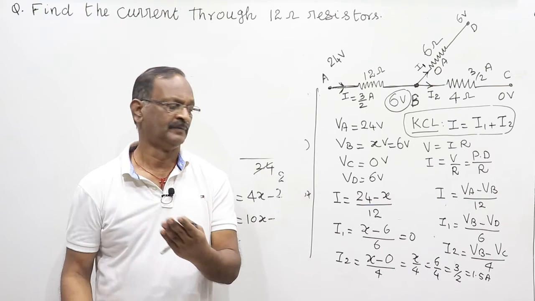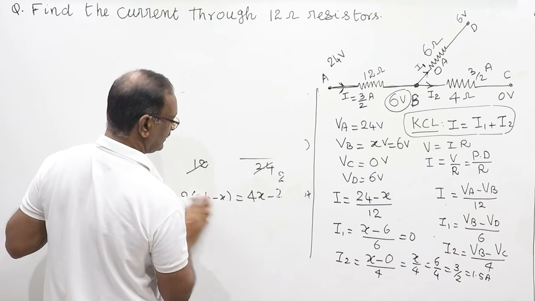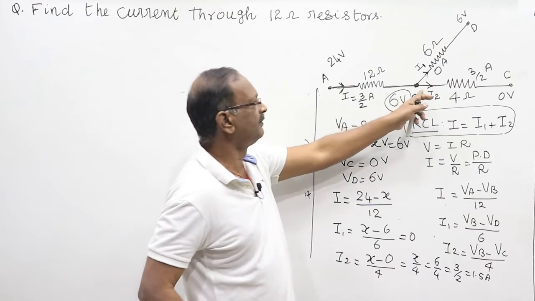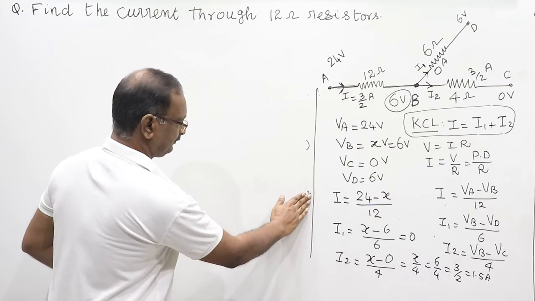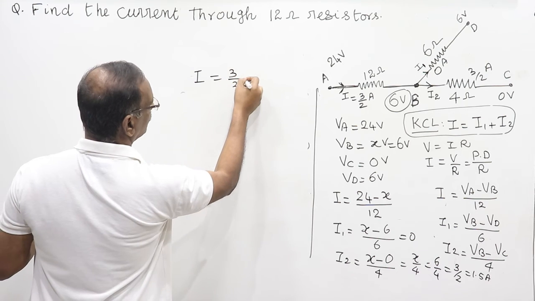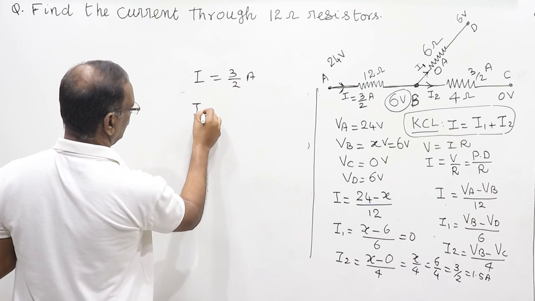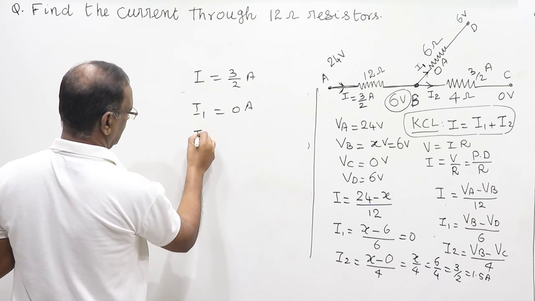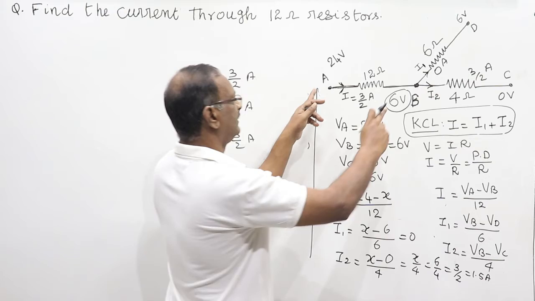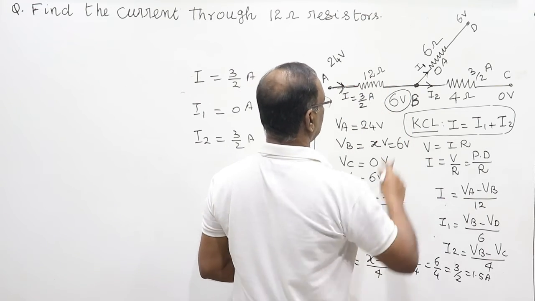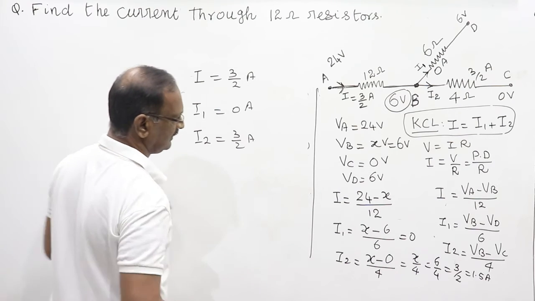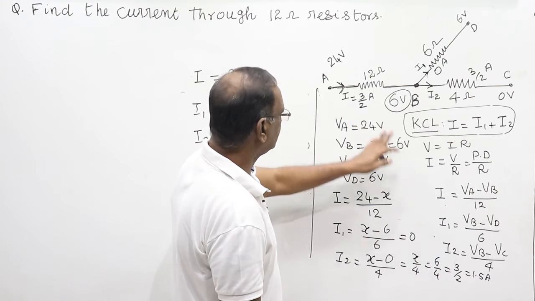The simple basic is that current is flowing from one side to another side, then it is at a higher potential and a lower potential. Right. Now we have found I1. I is equal to 3 by 2 ampere, I1 is equal to 0 ampere, and I2 is equal to 3 by 2 ampere. Now let us find out the potential. What is the potential at this point? This is 6 volt, we already found out. Let us verify it.